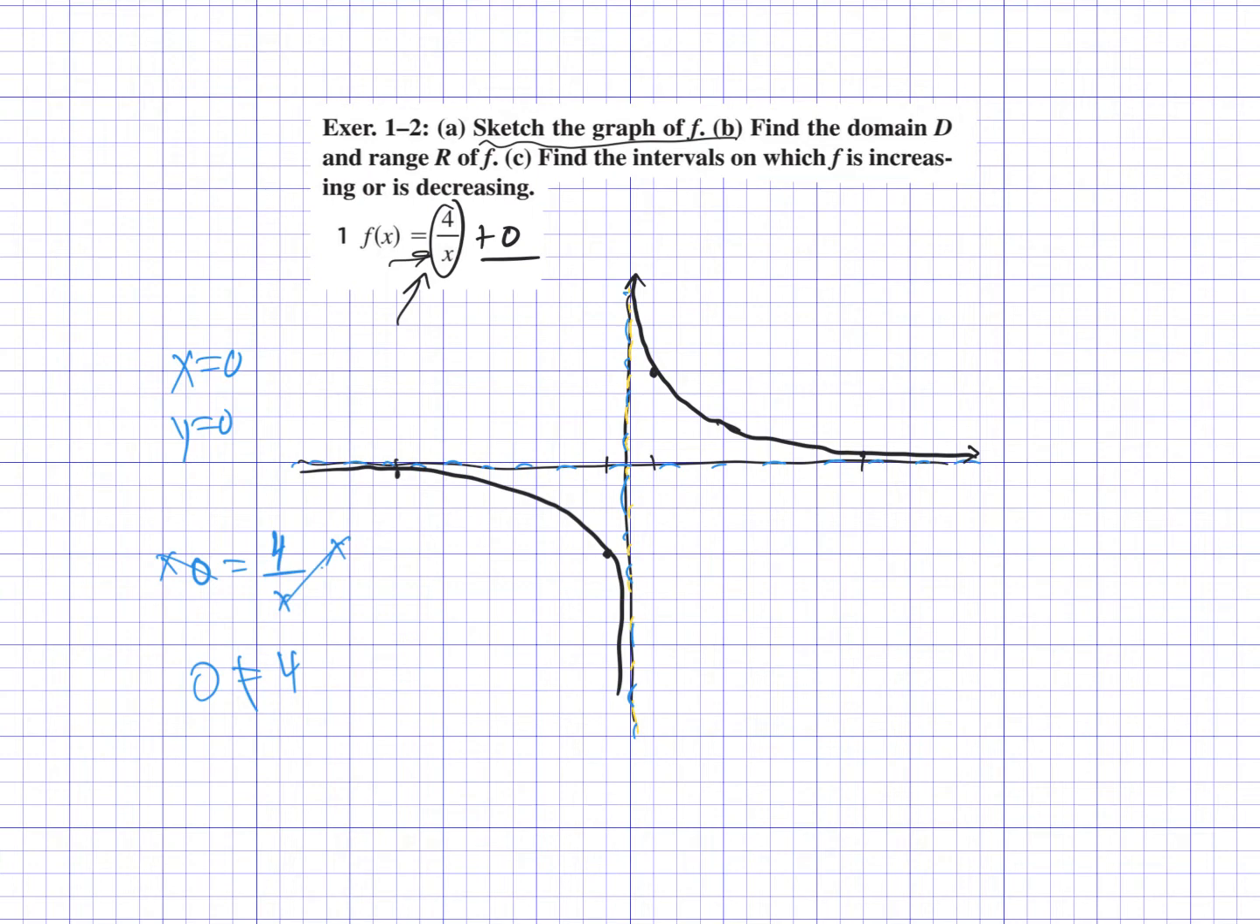Let's move on so we can talk about x-intercepts and y-intercepts again. Almost forgot. We got to do parts B and C. So part B here is find the domain. So domain is everything on the x-axis.